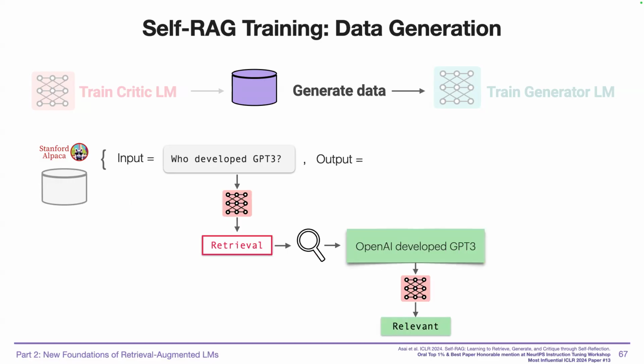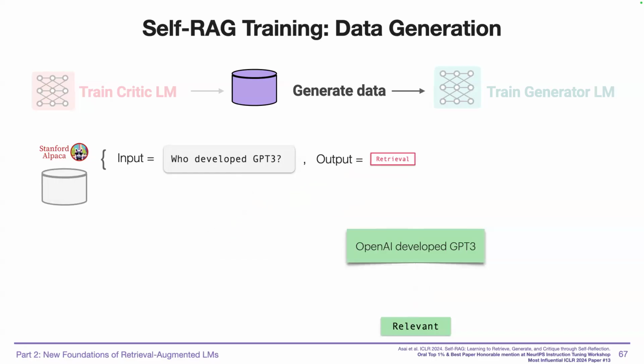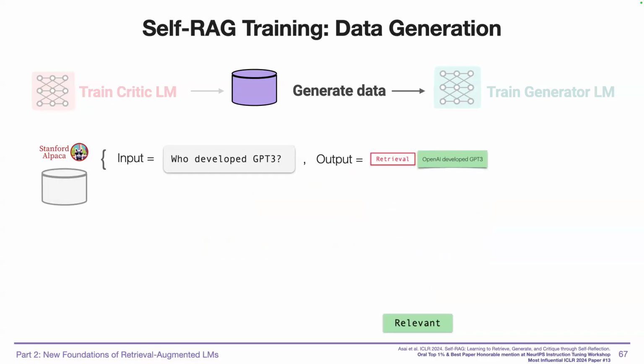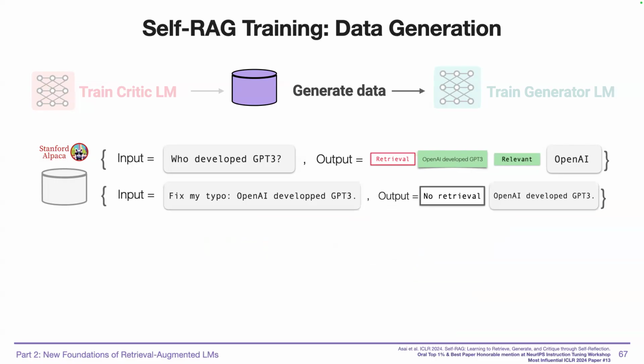Now we have predicted special tokens along with retrieved documents. We use them to augment the original output to make sure it aligns with the expected Self-RAG output at inference time. We repeat this process for every instance and each sentence to construct a new training dataset, D_gen.